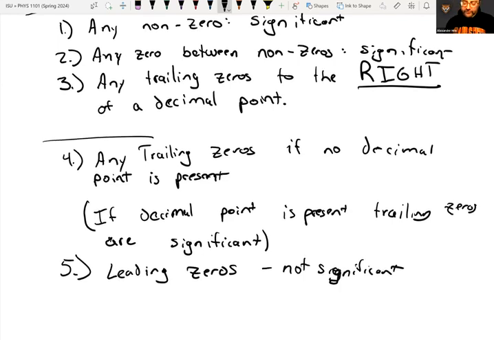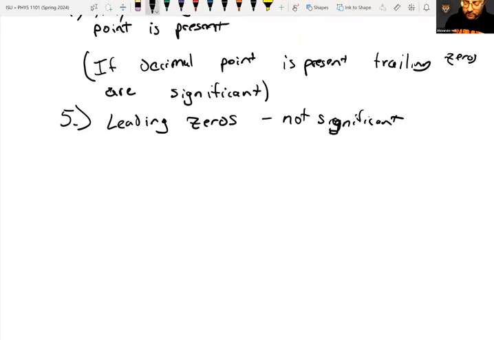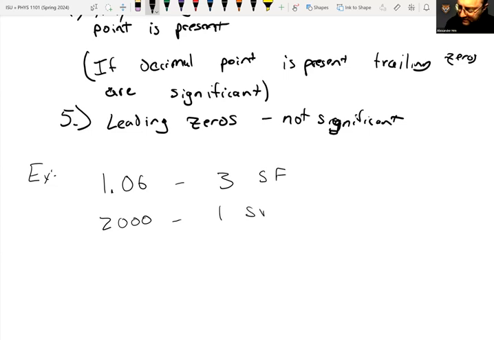All right. So to give a few examples of this, say 1.06. This would have three significant figures. The 1 and the 6 are both significant, and because the 0 is in between the two, it is significant as well. If we had, say, 2,000, this is just one significant figure.